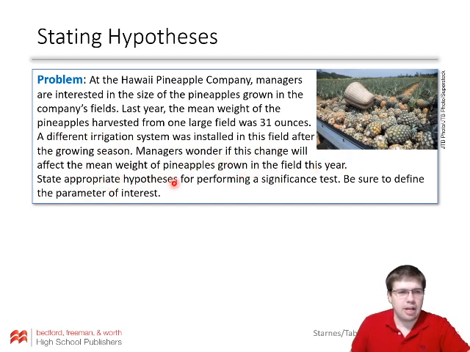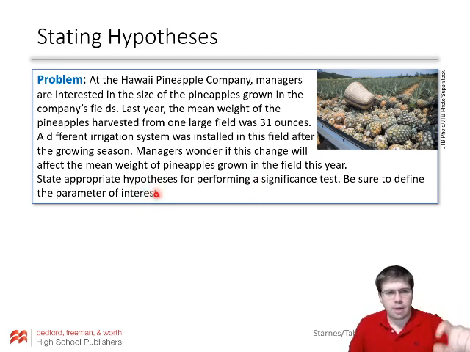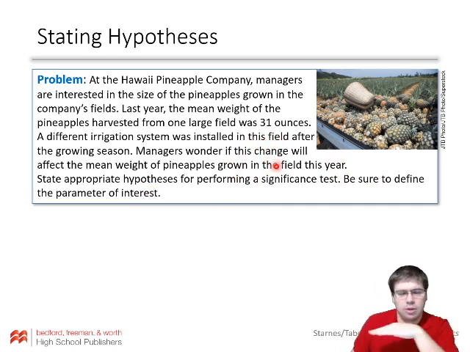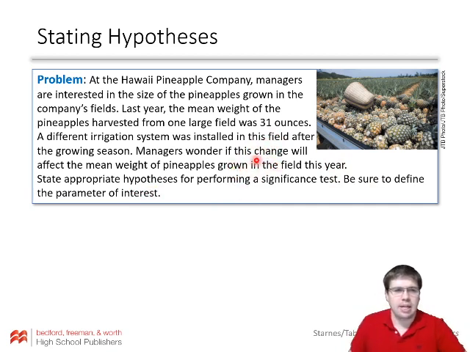State the appropriate hypotheses for performing a significance test, but be sure to define and find the parameter of interest. So we're going to write H naught, our null hypothesis, which is our no change, that nothing is different. It's always an equal to sign, and then our alternative will be different.